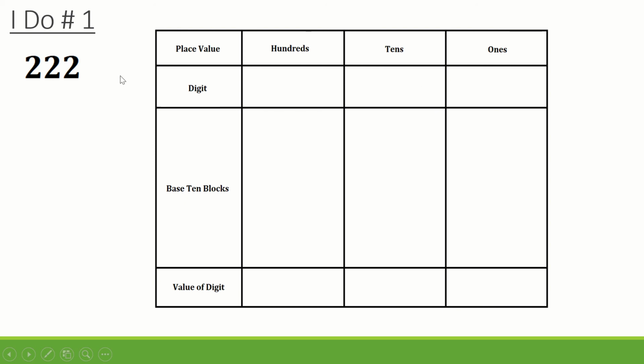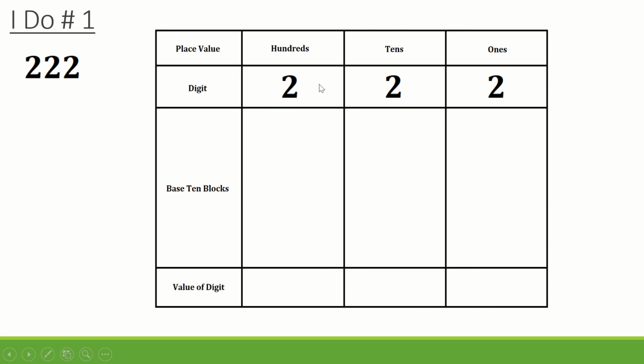And so first, this 2 is in the hundreds place. This 2 is in the tens place. This 2 is in the ones place. So now that we have our digits in the appropriate place, we can then move on to representing that number, but specifically each digit with base 10 blocks.